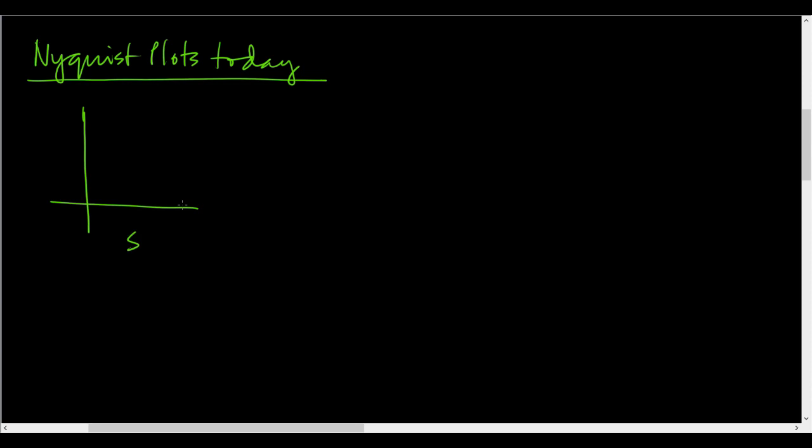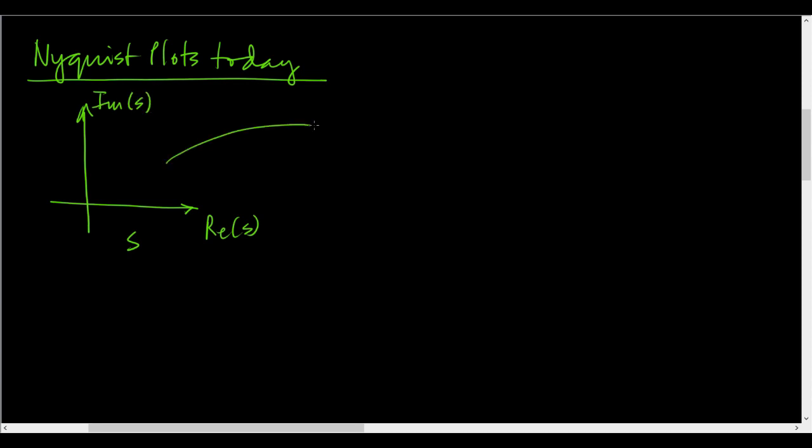Nyquist plots today. These are very beautiful things and very clever. So let us start with the S plane, by which I mean this is the real part of S, this is the imaginary part of S. S is a complex variable.